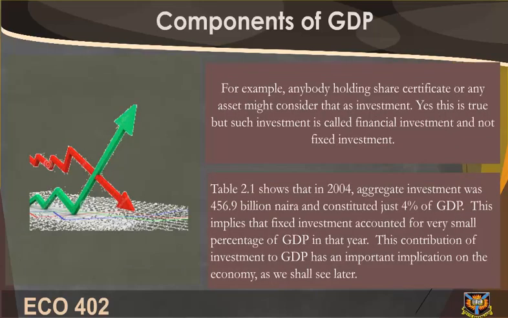For example, anybody holding share certificate or any asset might consider that as investment. Yes, this is true, but such investment is called financial investment and not fixed investment. Table 2.1 shows that in 2004, aggregate investment was 456.9 billion naira and constituted just 4% of GDP. This implies that fixed investment accounted for very small percentage of GDP in that year. This contribution of investment to GDP has an important implication on the economy, as we shall see later.